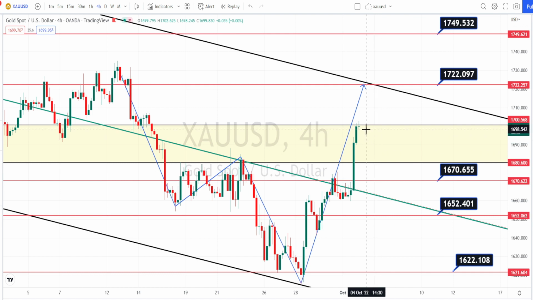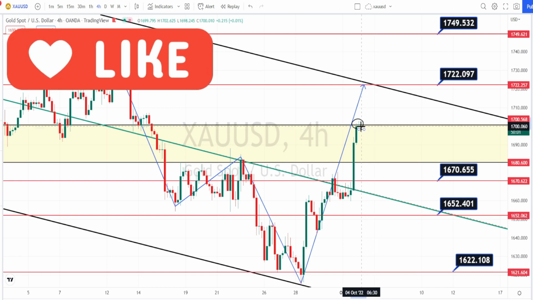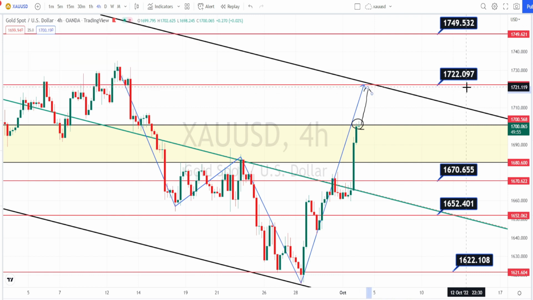So as I explained in the daily time frame, if the price action managed to break this resistance level of 1700, we can expect the bullish side retracement to continue, and we have the next level of resistance from the daily time frame, which is around 1722. And only when the price action breaks this resistance level, we can expect the further continuation of the bullish side retracement in 4 hours time frame also.